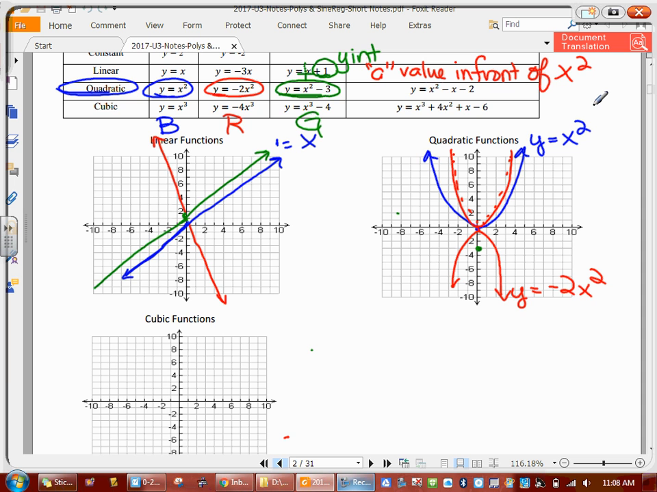Now, do we know if it's wide or narrow? Has the wideness or narrowness changed? No, because there's still just a hidden 1 in front of that x squared. Okay? If there was a different digit, what would the digit 5 make it do? Narrow. Digit 5 would be narrow. What about 0.5? Wider. Okay.